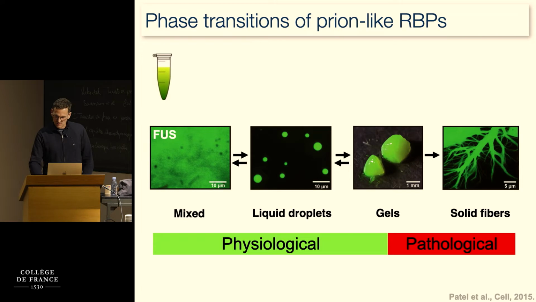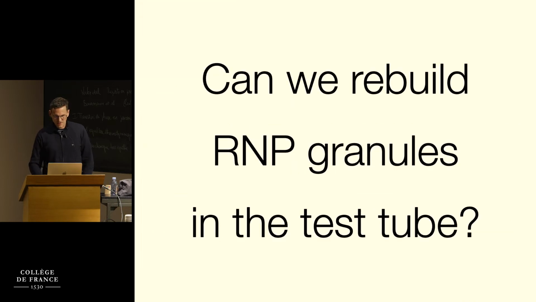So then we wanted to see, with these RNP granules that I showed you in cells before, they don't consist of a single protein or a single RNA. They consist of dozens of different types of proteins and dozens of different types of RNA. And then the question that we asked, because we're biochemists, is can we rebuild these RNP granules in the test tube in their full complexity?